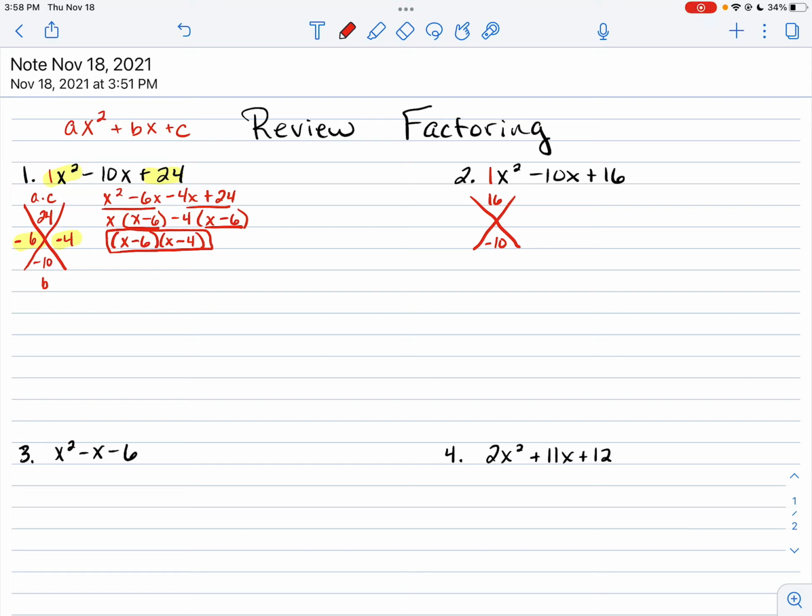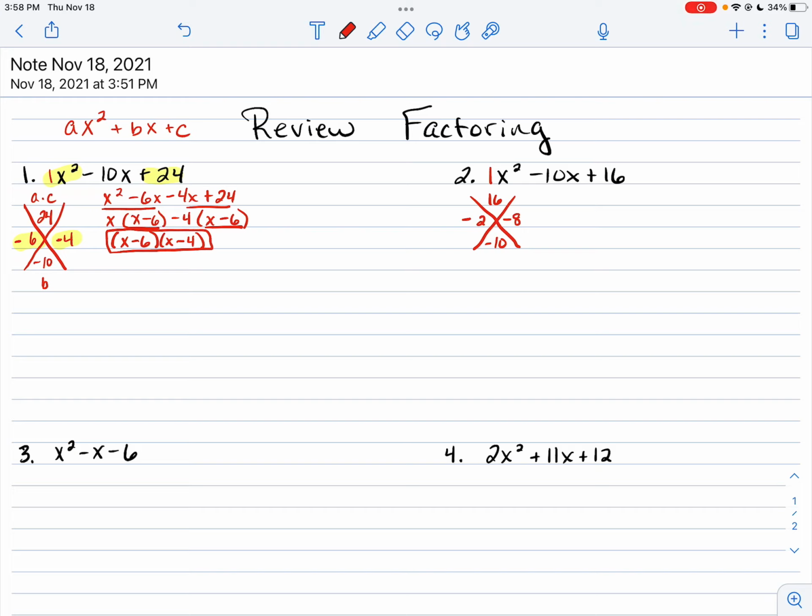And I know that the only way I can multiply and get a positive 16 is if both numbers have the same sign. So they're either both positive or they're both negative. Since this is a negative 10, I know they're both going to be negative. And so now I'm looking for two numbers that multiply to be 16 but add to be negative 10. And the only numbers I can come up with are negative 2 and negative 8.